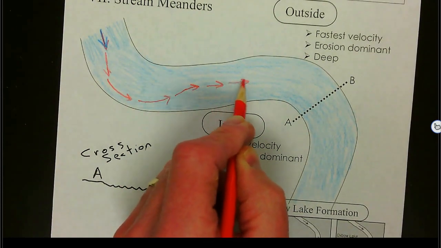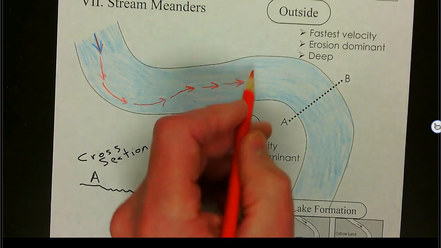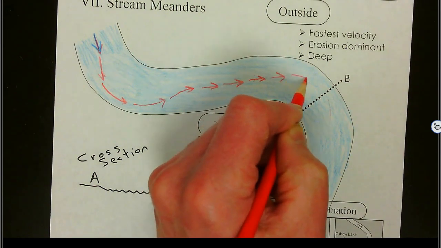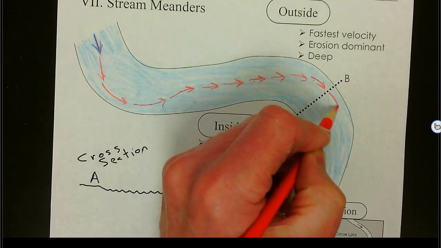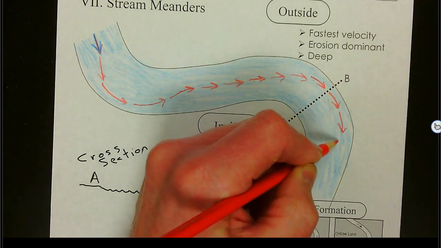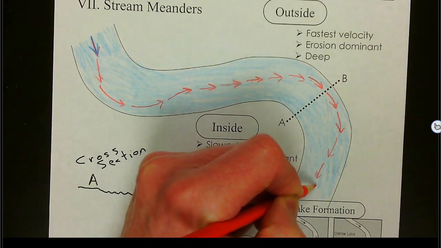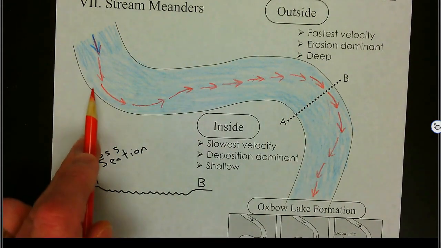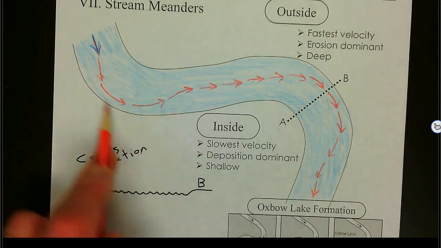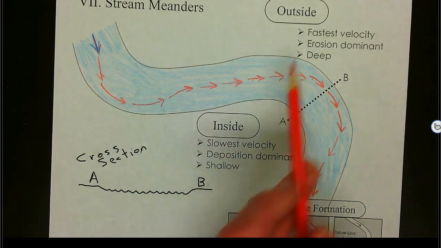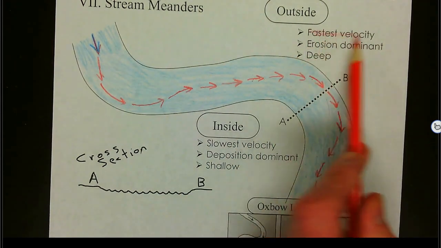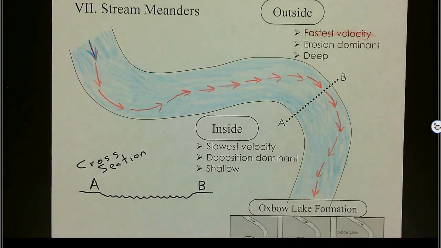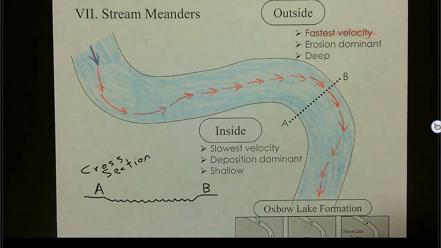So we haven't changed that. If the river is moving straight, fastest water is in the middle. But as soon as we come to another curve or another meander, that fastest water is going to be on the outside edge. And then once it goes straight again, down in the middle. So notice that the fastest water is always on the outside edge of the curve or the meander. Fastest velocity is on the outside, slowest velocity is going to be on the inside.